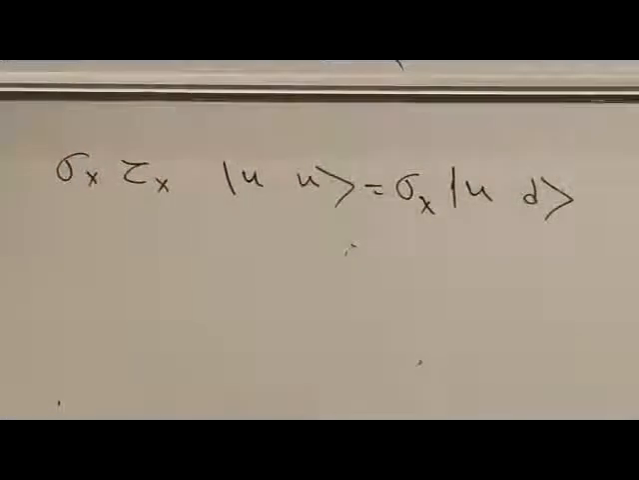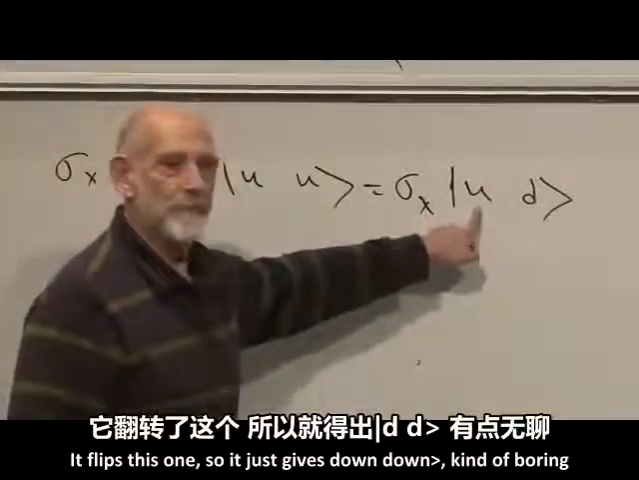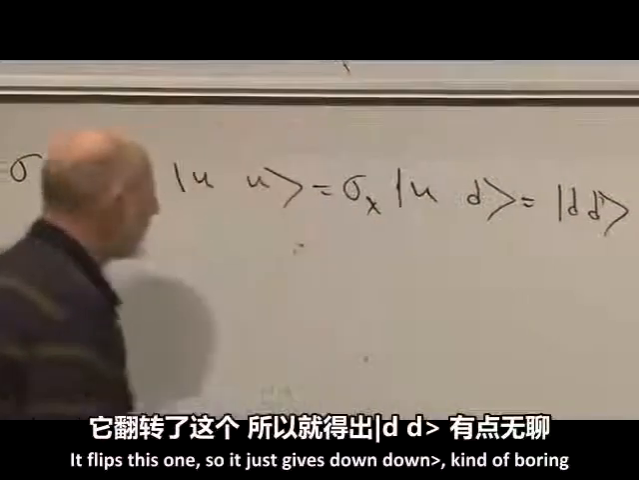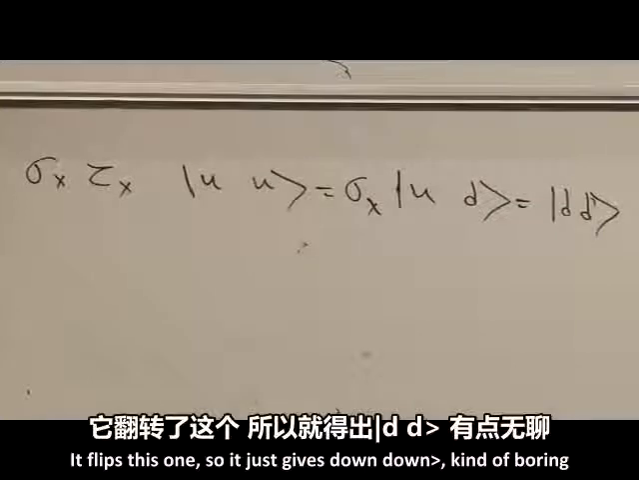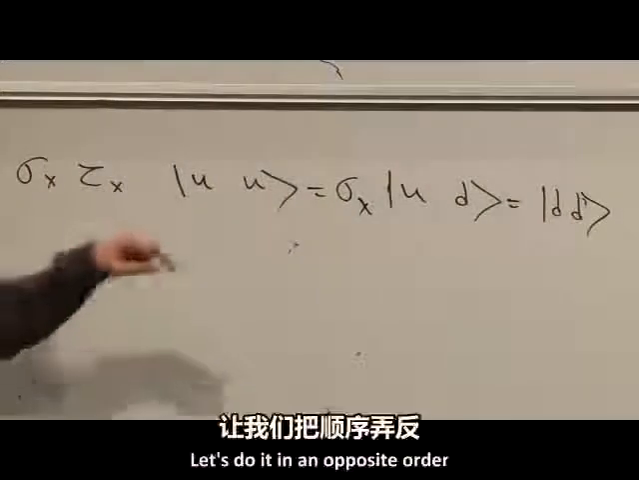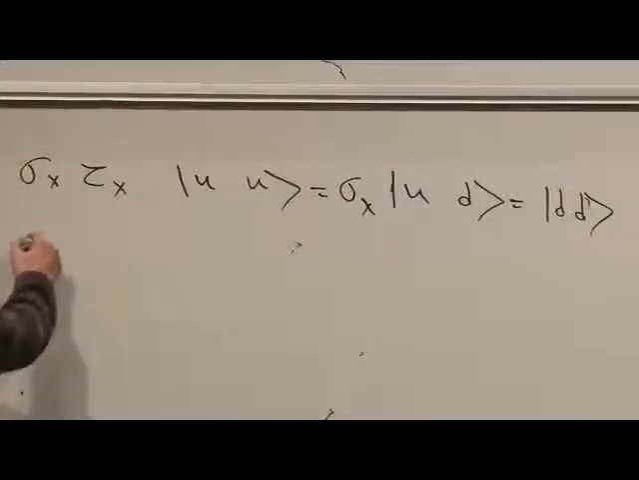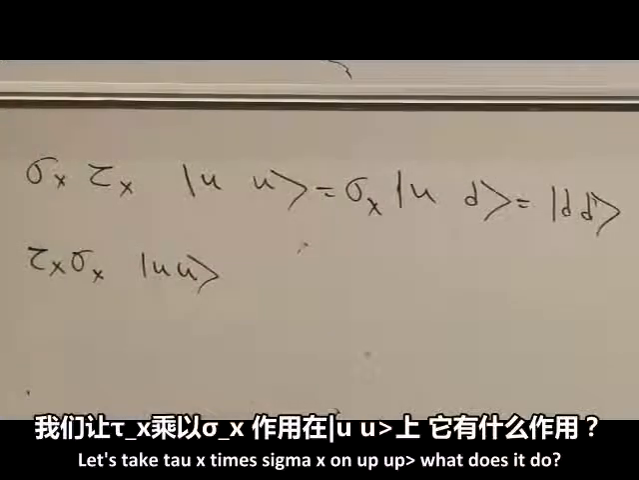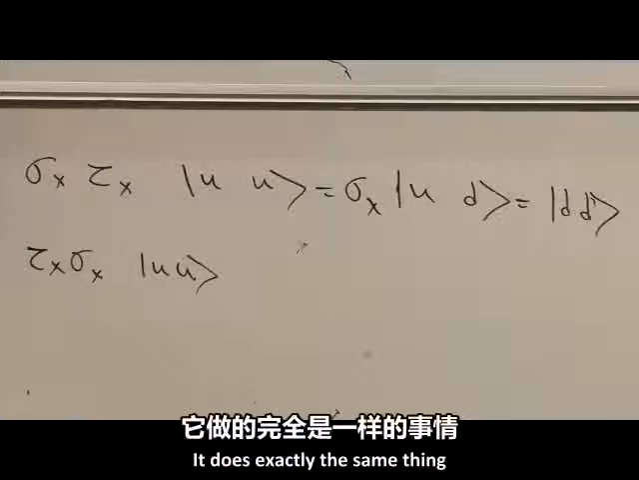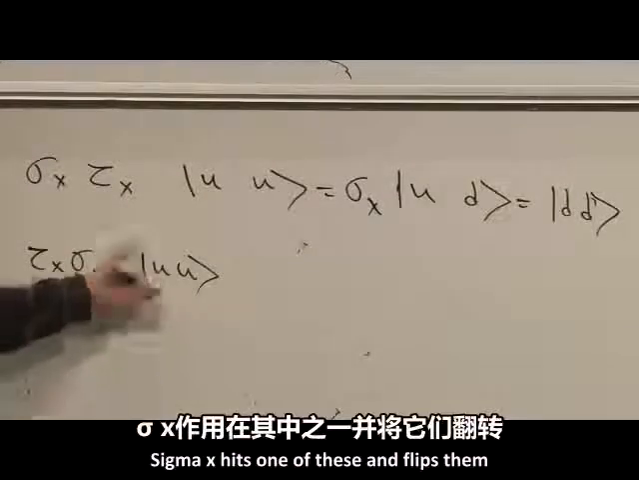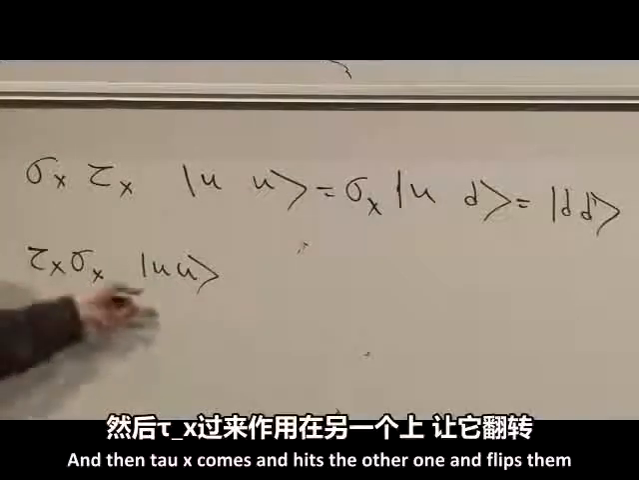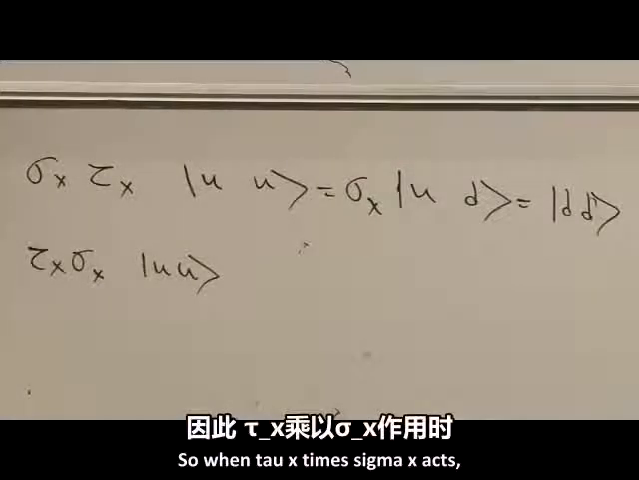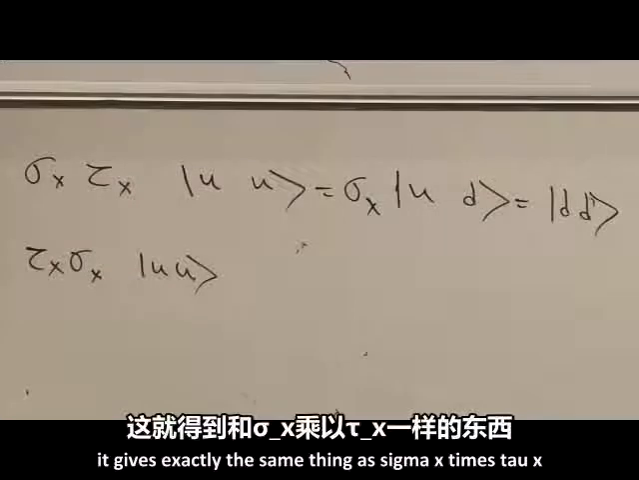Now what does sigma x do? It flips this one. So it just gives down, down. Kind of boring, but that's what it does. Let's do it in the opposite order. Let's take tau x times sigma x on up, up. It does exactly the same thing. Sigma x hits one of these and flips it, and then tau x comes and hits the other one and flips it. So tau x times sigma x gives exactly the same thing as sigma x times tau x.